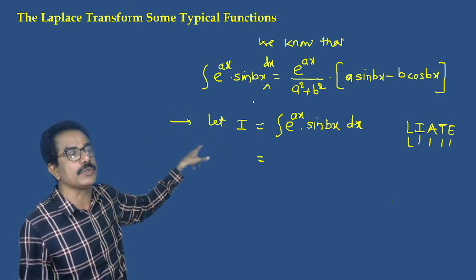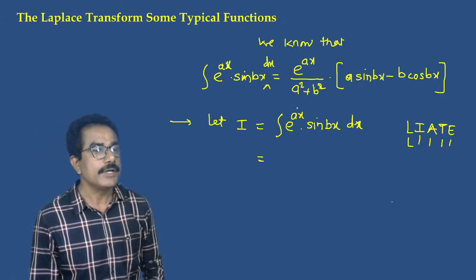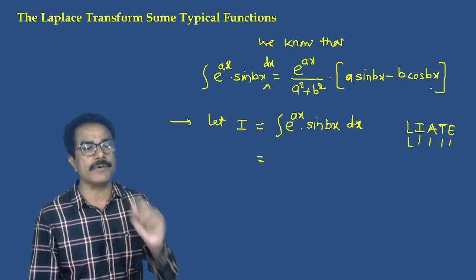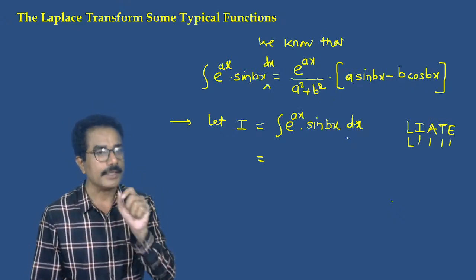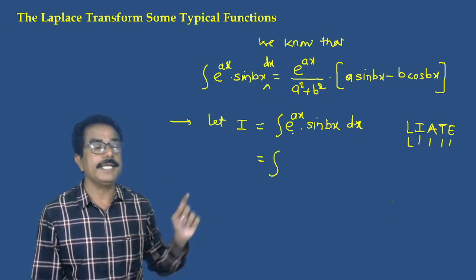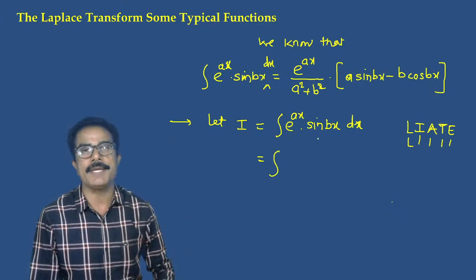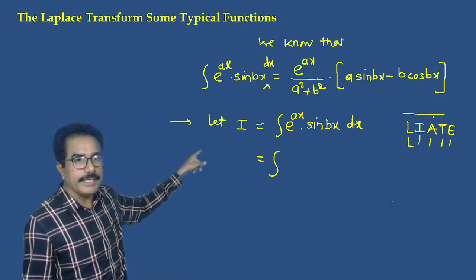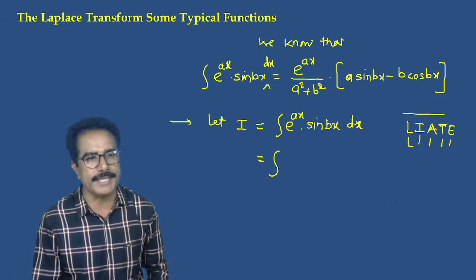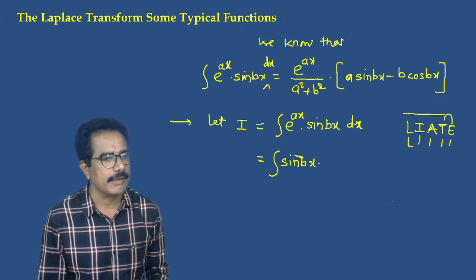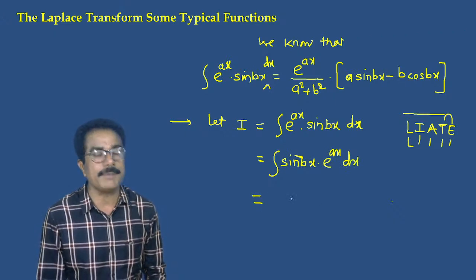Integration of e raised to ax into sin bx is equals to e raised to ax divided by a square plus b square into a sin bx minus b cos bx. So how we can get this formula? Here e raised to ax is an exponential function, sin bx is a trigonometric function. According to the LIATE rule, we have to write first trigonometric and then exponential. So we can write sin bx into e raised to ax dx. Now use the integration by part.